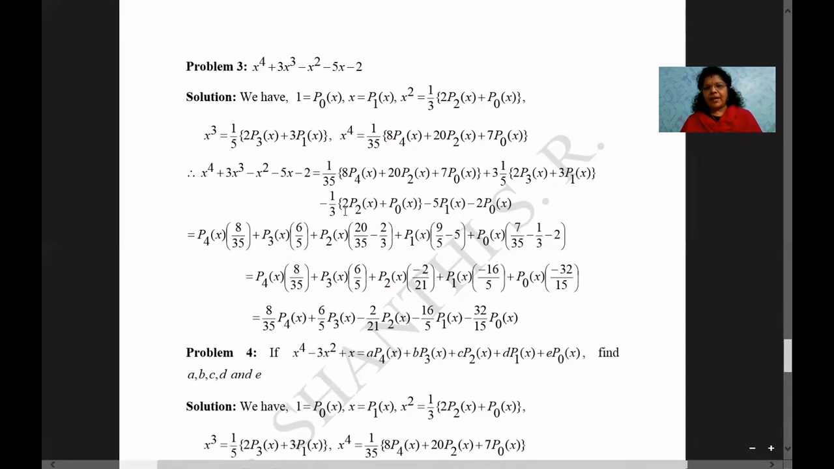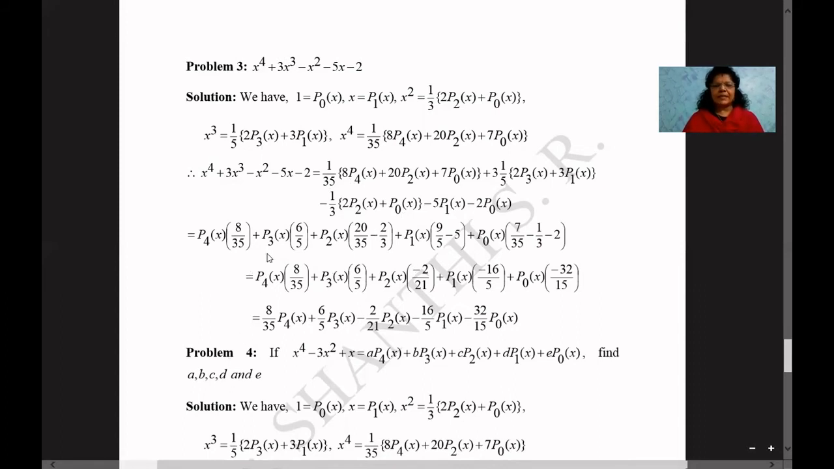Minus 5. Next, P naught of x. How many P naught of x are there? Here one P naught, but again this P naught of x is inside the bracket, whose coefficient is 7 by 35. Here there is no P naught. Here P naught is there, whose coefficient is 1 into 1 by 3, that is minus 1 by 3. Here P naught minus 2. Now, simplify these coefficients, which are inside the bracket. You can simplify, write down and write the values first.